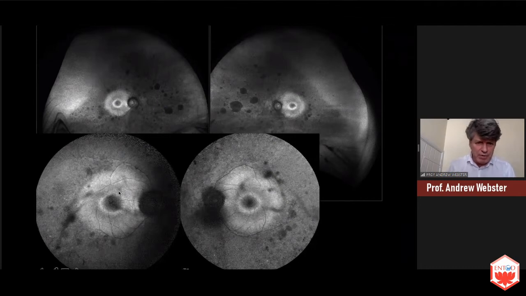And she's got a bit of edema. So if we did an OCT scan, we would see that those little petaloid hyperautofluorescent bits are due to cysts in which the light shines through the photoreceptors and gives rise to that appearance. And edema is quite common in these conditions.